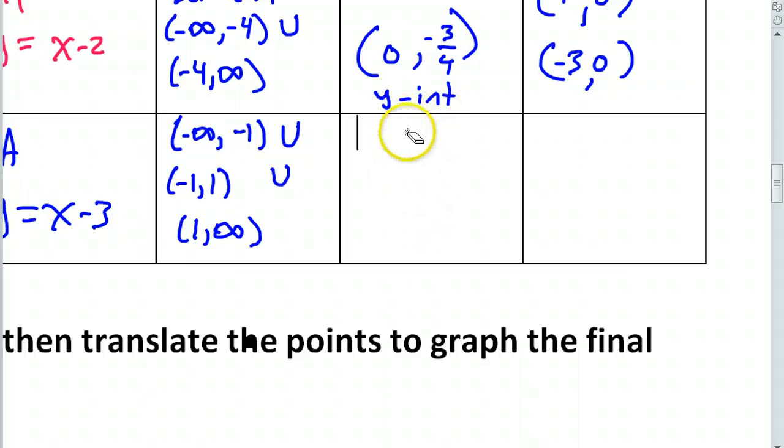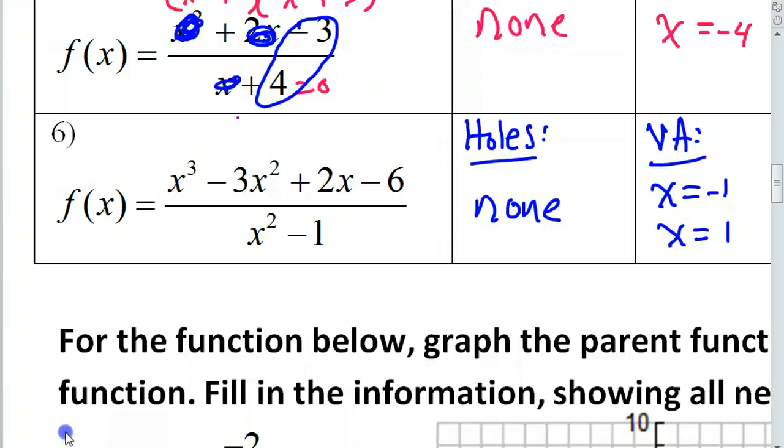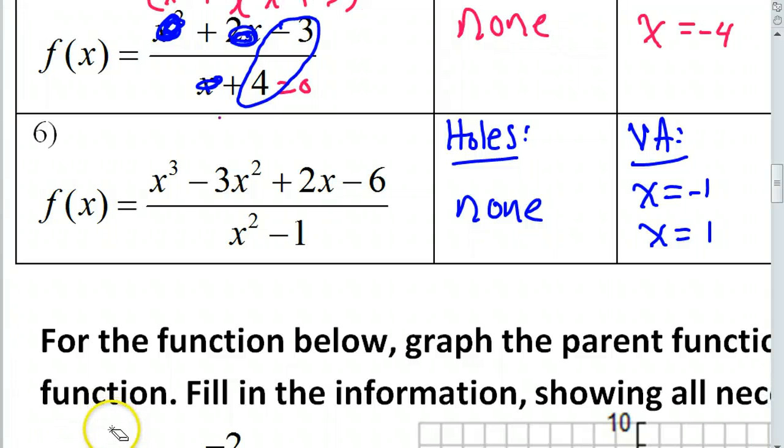To find the y-intercept, we let x equal 0. You should be able to do this in your head. James, imagine that I let all these x's be 0. Can you tell me what I would have? Negative 6. That's close. What would I have in the denominator? Negative 1. So what's negative 6 over negative 1? 6. Positive 6, okay?